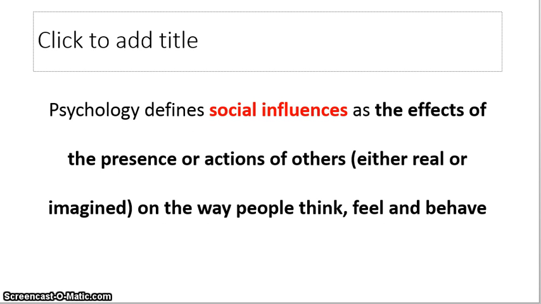So, okay, let's go right back to the very start of this particular unit. Social influences. We're talking here about the effects of the presence or the actions of others, whether they're real or whether they're actually imagined, on how we think, feel, and behave. Okay, so everything that we talk about after here and everything that we've been talking about for the past couple of weeks centers on this definition in essence. Okay, this is what we're looking at.